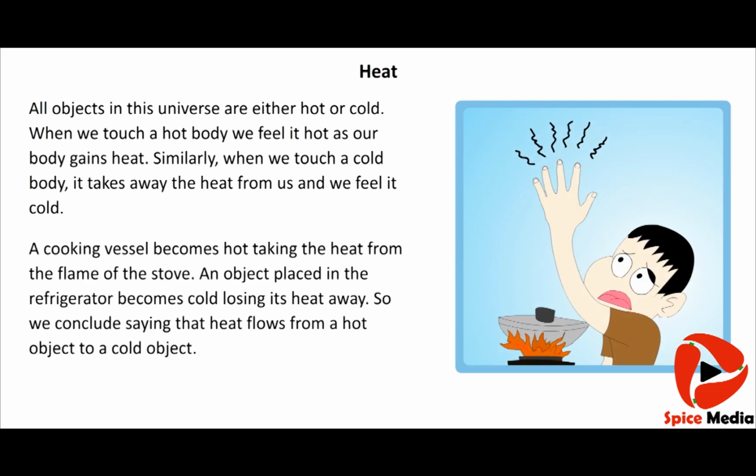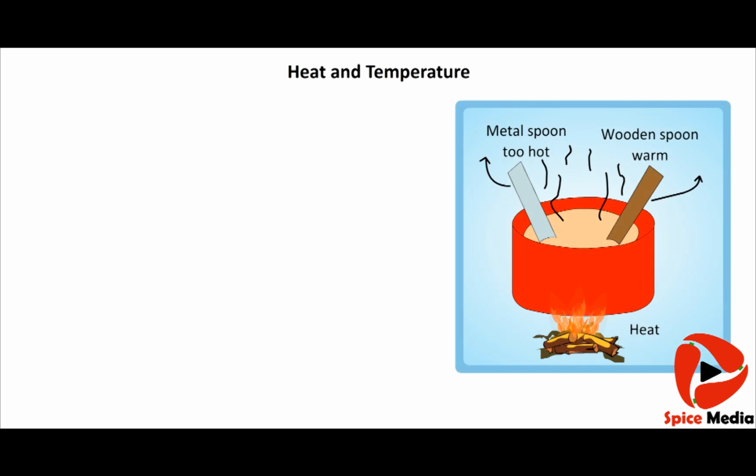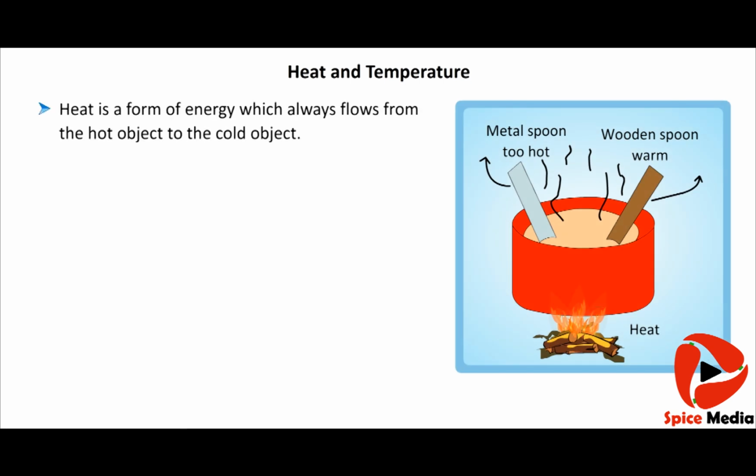A cooking vessel becomes hot, taking the heat from the flame of the stove. An object placed in the refrigerator becomes cold, losing its heat away. So, we conclude saying that heat flows from a hot object to a cold object. Heat is a form of energy which always flows from the hot object to the cold object.